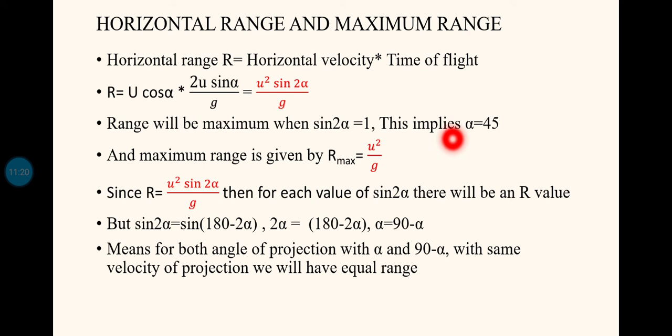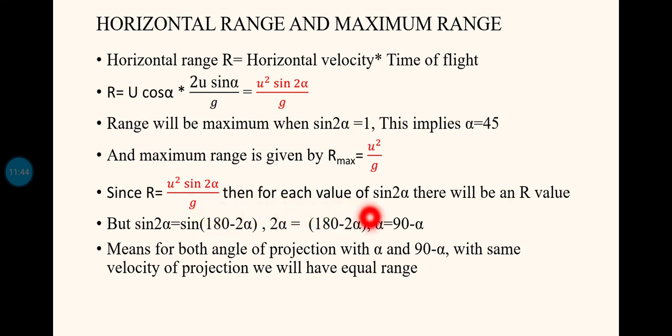This is applicable in the case of javelin throw, shot put, everything. So if you throw the javelin at an angle of 45 degree, then only you can cover the maximum distance. This is the application of this one. Alpha equal to 45 degree, you will get the maximum range, and the maximum range is given by, sin 2 alpha value is 1, therefore u square by g. So R max equal to u square by g.